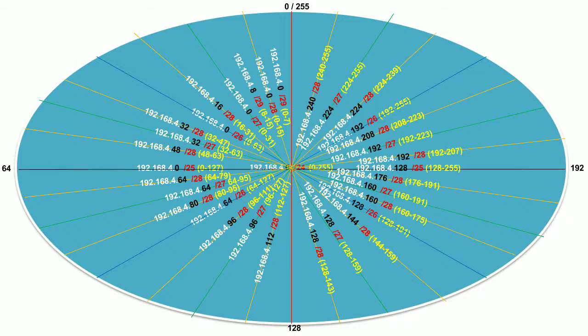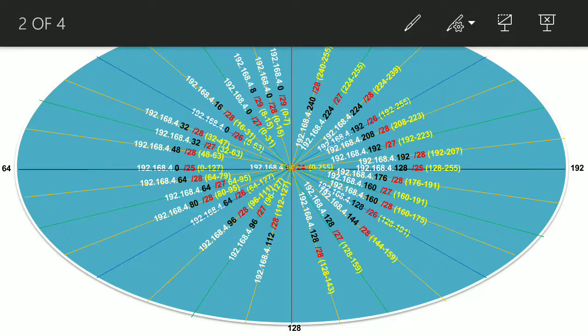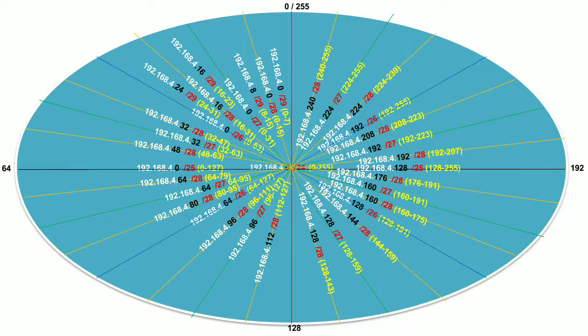And then the next one would start from 8, that would be its network ID, and the last IP address, that is 4.15, would be its broadcast IP address. And similarly the other 32 networks.